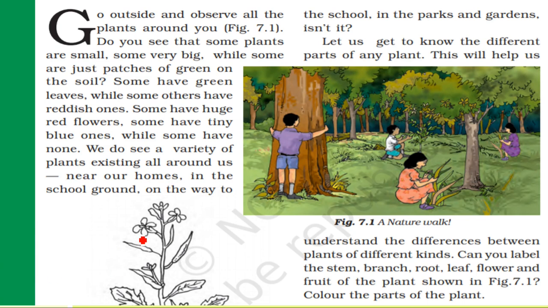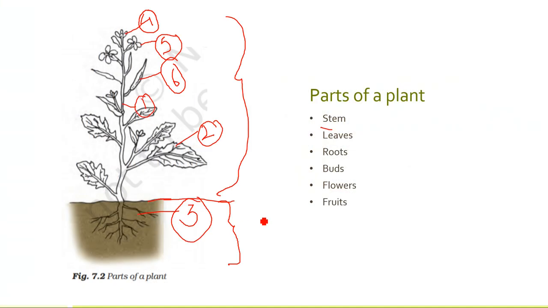Okay. Here we can observe some of the parts of a plant. First is stem. Here it is, the long structure, the structure which allows the plant to stand upright is its stem. Then leaves, the green colored structure which we observe is leaves. Then roots, buds, flowers, fruits. These are some of the parts of a plant.